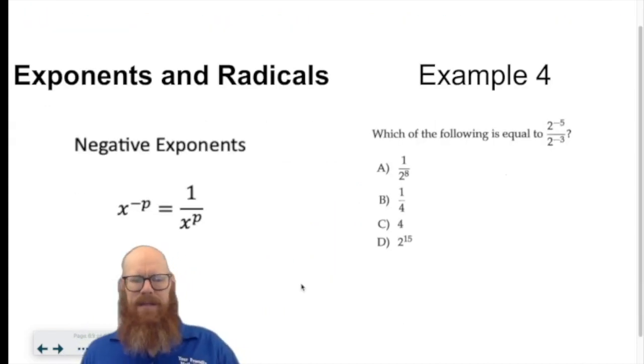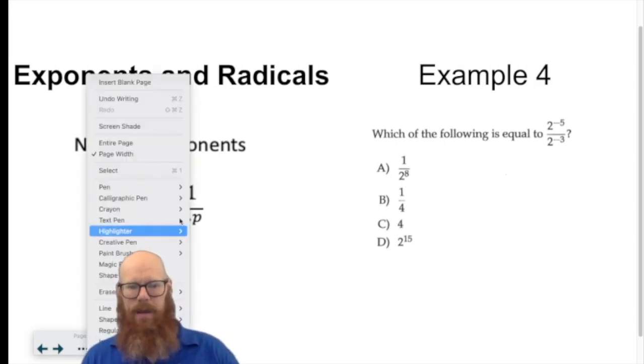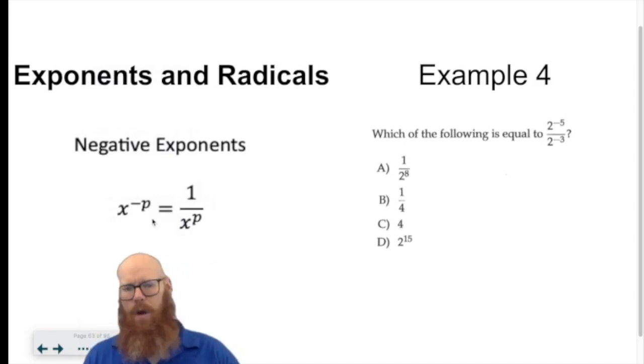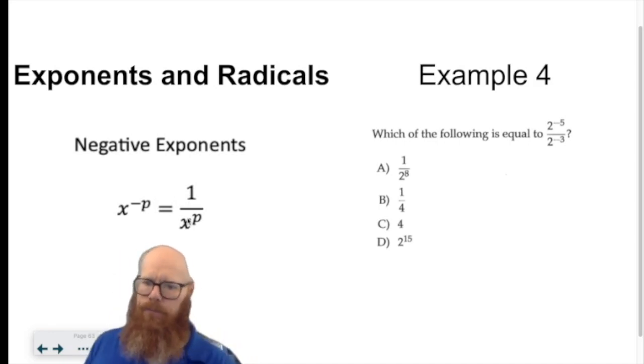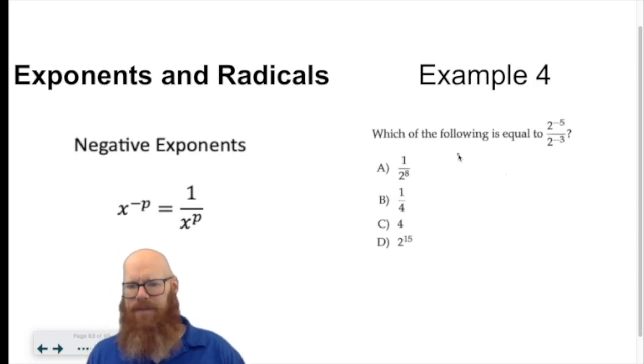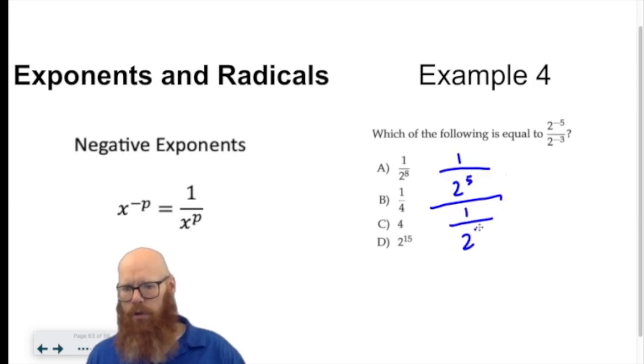So a negative exponent is not a negative number. It really is just a fraction. So x to the negative power is 1 over x to the positive of that power. And we could do this a couple different ways. I'm going to do it a little bit of the long way, and then I'll show you a couple of shortcut ways. So the longer way would think of 2 to the negative fifth as really 1 over 2 to the fifth, divided by 2 to the negative third, which is really 1 over 2 to the third.